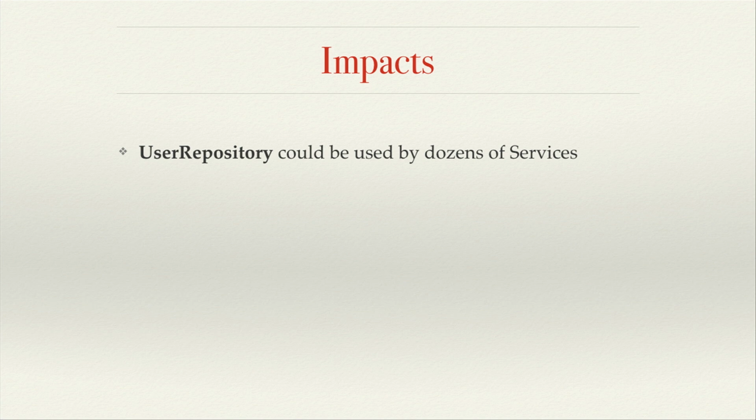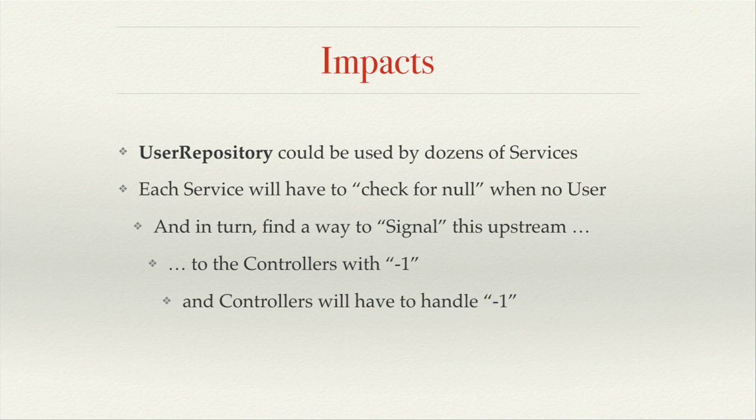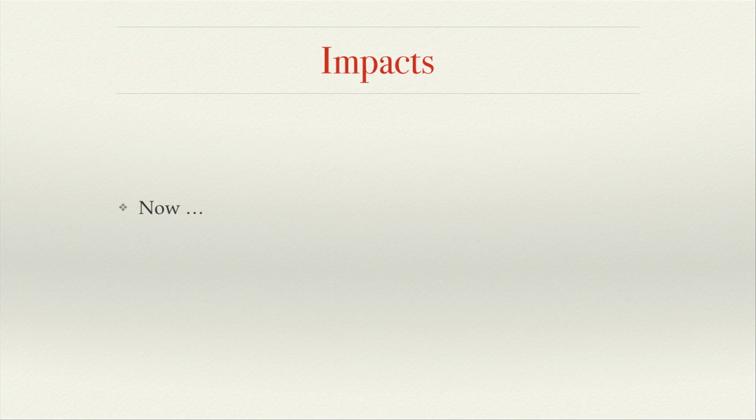If you think about it, your user repository could be used by dozens of services, each of which is going to have to handle this null condition and in turn find a way to signal this upstream to the controller who happens to be using that service, with a -1 value, and then the controllers will have to handle -1, right? So you can see the ramifications throughout the code base that can happen with this model every time.